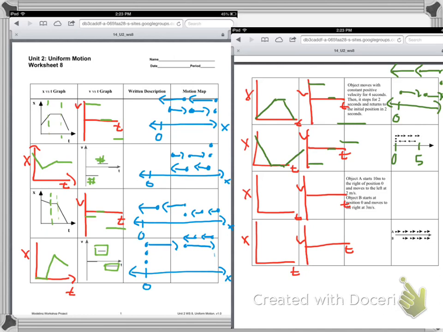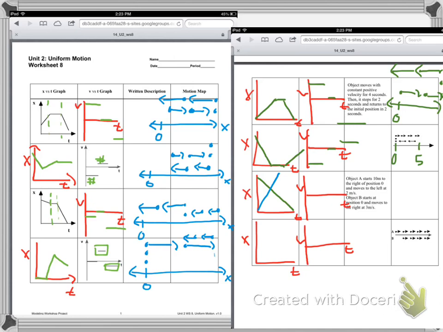So next one, we have 2 different objects here. Object A starts 10 meters to the right of position 0 and moves to the left at 2 meters per second. So we'll go ahead and call that the green line. The green line will be object A, and then the blue line will be object B, and object B starts at 0 and moves to the right at 3 meters per second.